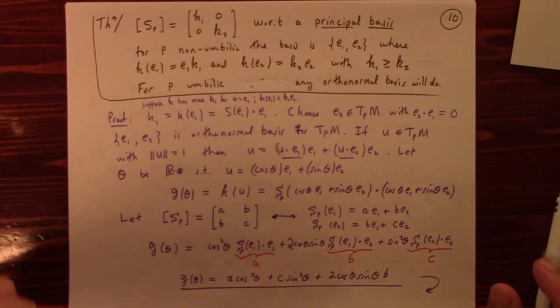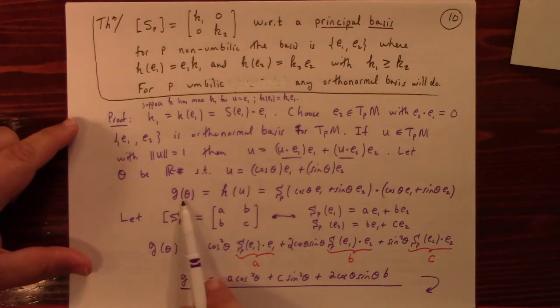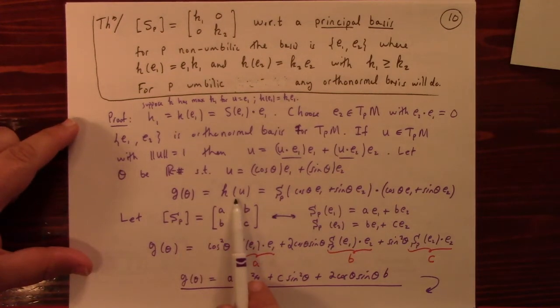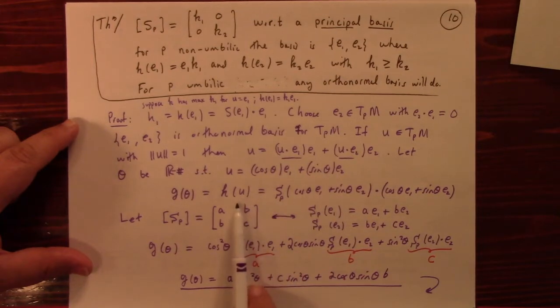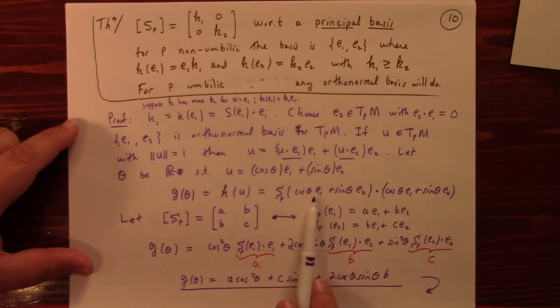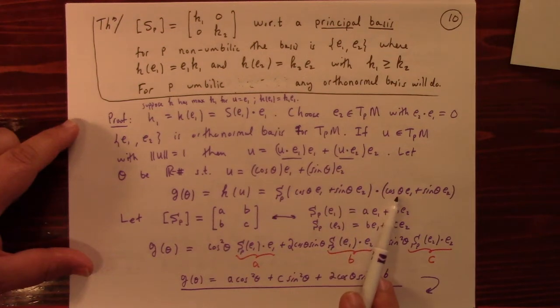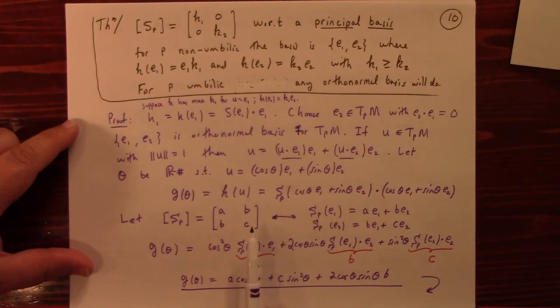And so he defines g of theta to be k of u, because u is identified with theta in that way, right? So g of theta is going to be k of u, which of course is S of u dot u, which in this case is S of cosine theta E1 plus sine theta E2 dotted with cosine theta E1 plus sine theta E2, right? Now we introduce a, b, c, d, the matrix of the shape operator with respect to the basis E1, E2, all right?